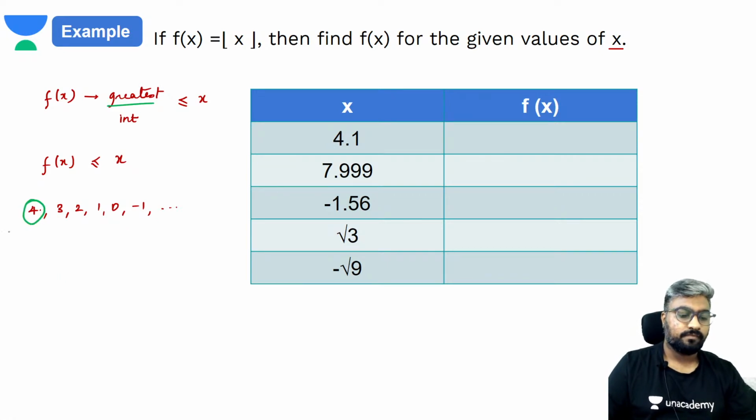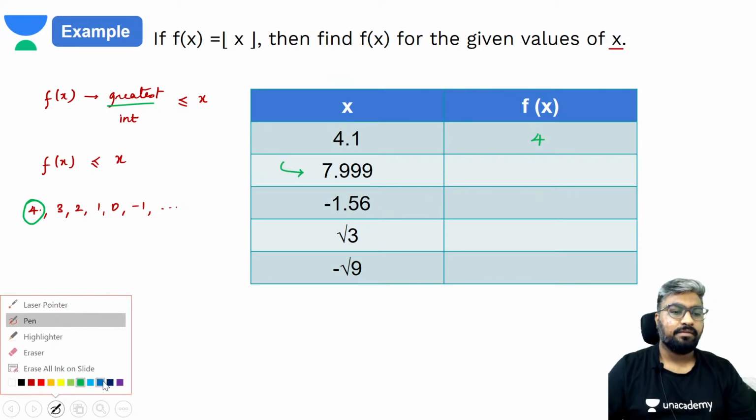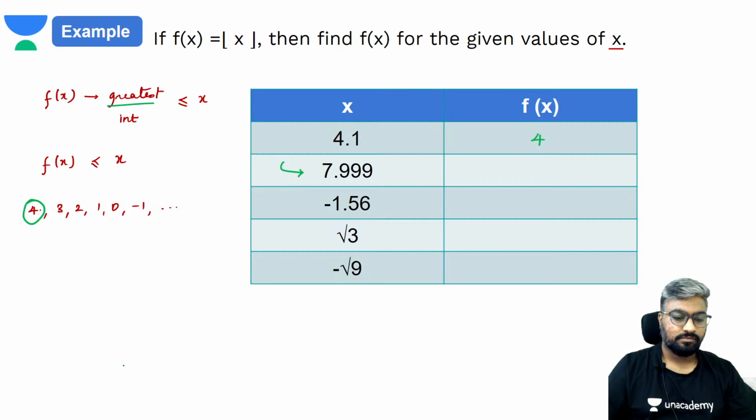So f of x क्या होगा? 4 होगा. Got it? Can you try the second one? 7.999. When x is 7.999, तब f of x का वैल्यू क्या होगा?